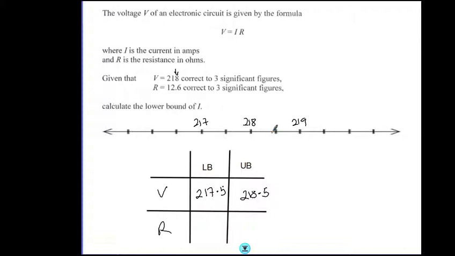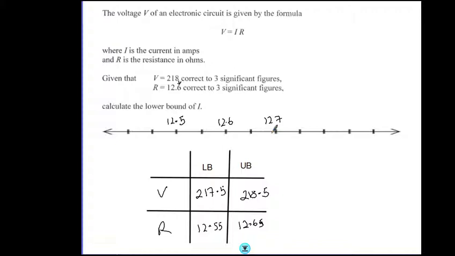Now for R, this one has also been rounded to three significant figures, but this time that means it's been rounded to one decimal place. So put 12.6 on your number line, put one decimal place either side of that, 12.5 and 12.7, and so that means this is our lower bound, which is 12.55, and this is the upper bound, which is 12.65. So we've got the information that we need.